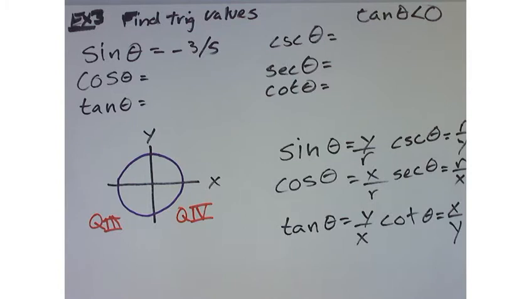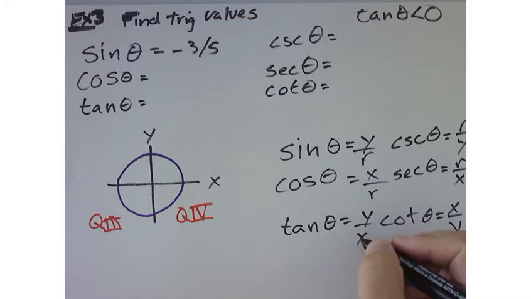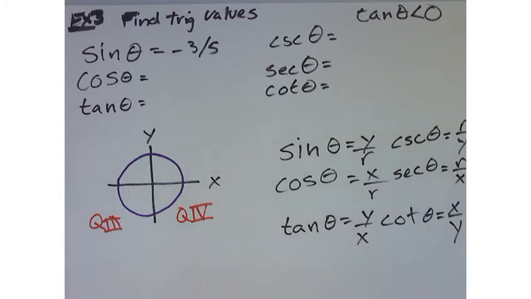And so what does that mean with the x value? Right here, we know that the y value is negative. Now if the x value is negative, doesn't that make the overall ratio positive? So what quadrant must we choose? Quadrant 4.